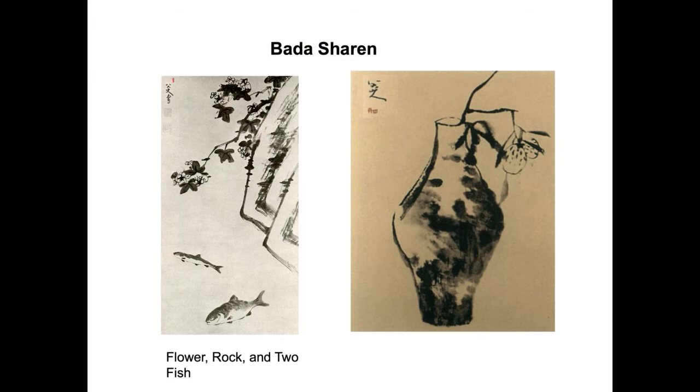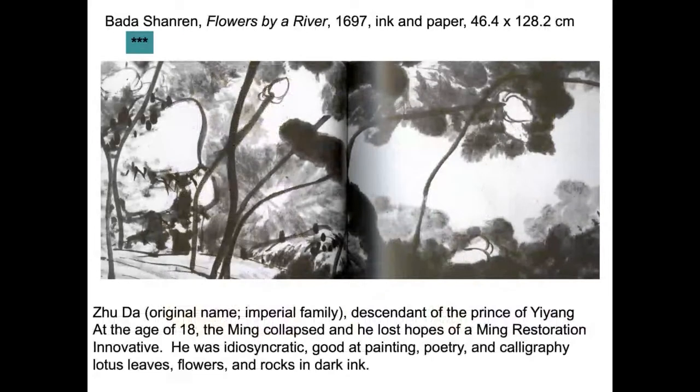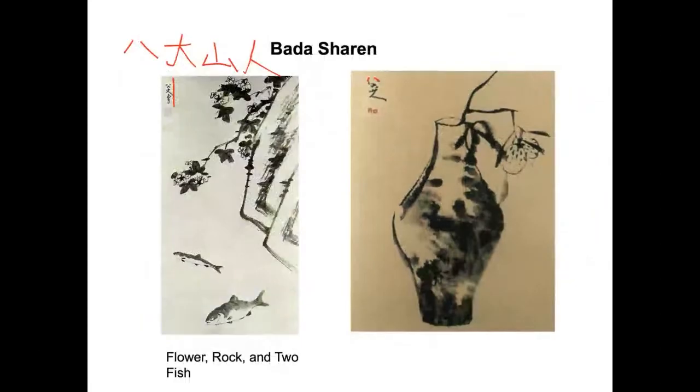And if you see very well, this is his name. Ba Da Shan Ren. That's his name. This one, eight, and then large, and then Shan, mountain, and then person. It's like a pen name. And another version of lotus. So he voluntarily became a Buddhist monk.